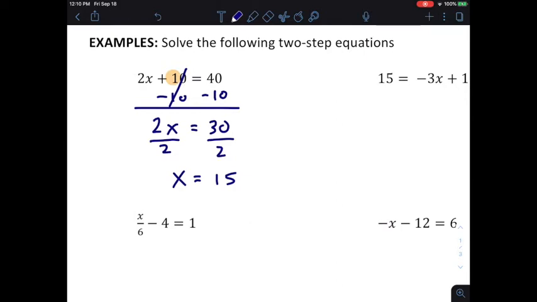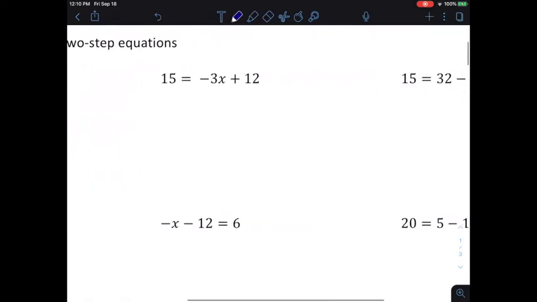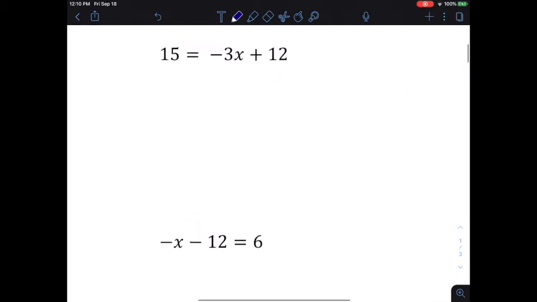Okay, we have a bunch of examples on this page, and I'm just going to go through each one of them. If you need to stop and pause and take a closer look at something, feel free to do that. Again, the thing that is furthest away from the variable on the same side is the plus 12, so I'm going to start with that. I'm going to subtract 12 from both sides.